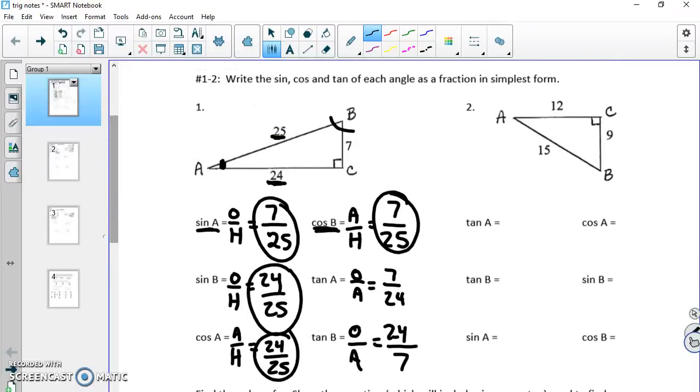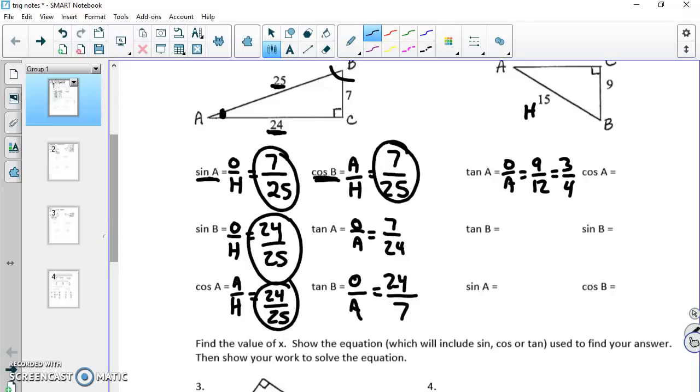Now, number 2. Same deal, different triangle though. We have A, B, and C. The hypotenuse of number 2 is 15. That's the H, that's never changing. What will change are the adjacent and opposites, depending on if we're looking at angle A or angle B. Alright, let's start with tangent of A, opposite over adjacent. In this particular problem, the opposite side from A is 9, the adjacent side is 12. So we get 9 over 12. Now, the simplest form of that would be 3/4 if we reduced. So you can write that in there.